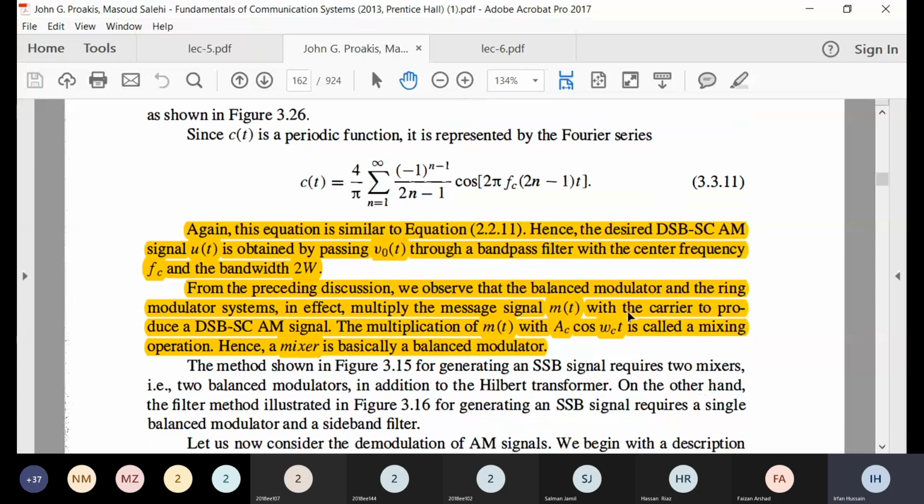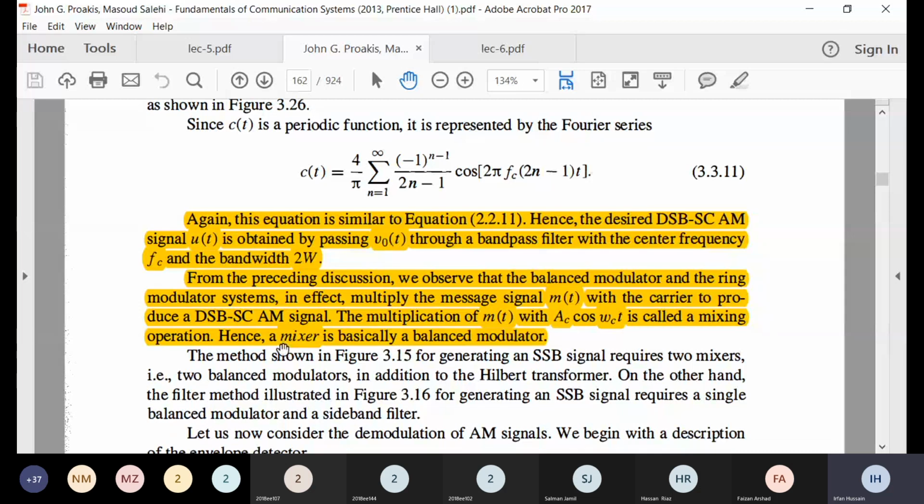So we can say that this balanced modulator or ring modulator actually multiplies the signal. They do addition and then pass it through a non-linear device and then a band pass filter. But overall, the output means you are multiplying the signal with the carrier. So we also call this the mixing operation, and we call the balanced modulator a mixer.